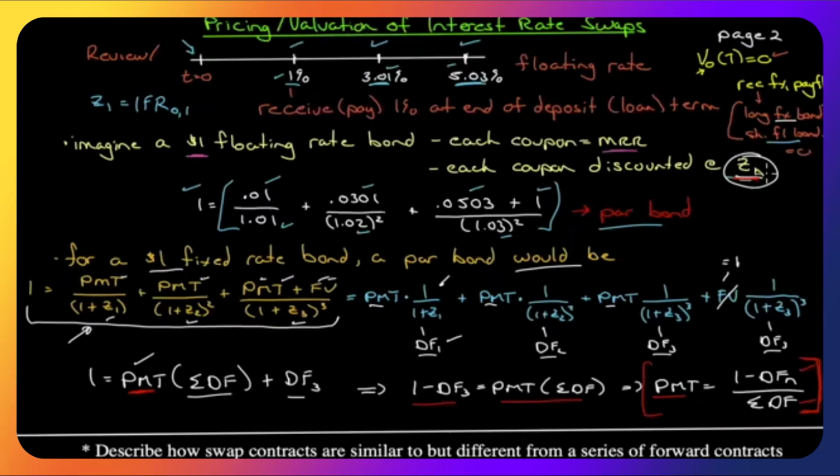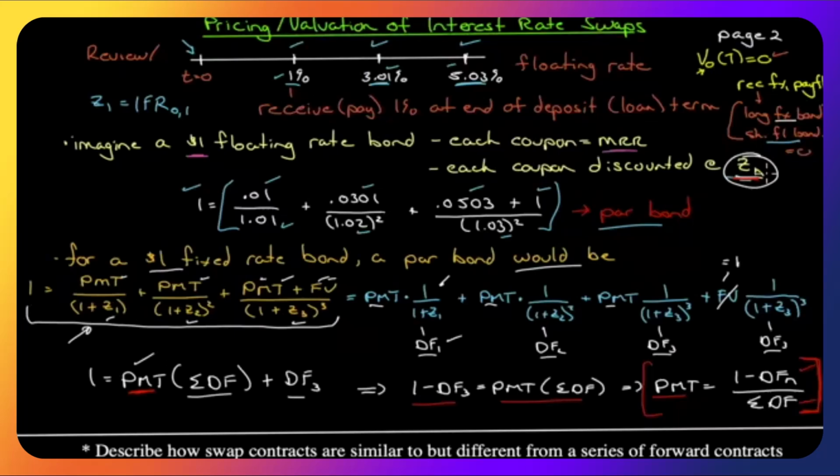Nice and simple. What the module was trying to do was to show you how the swap is equivalent to a series of forward rate agreements. And the forward rate agreements will use the forward rates. So it was showing you that, look, you can use those forward rates to calculate a fixed rate. Hence, the swap's fixed rate must be equivalent to those series of forward rates.